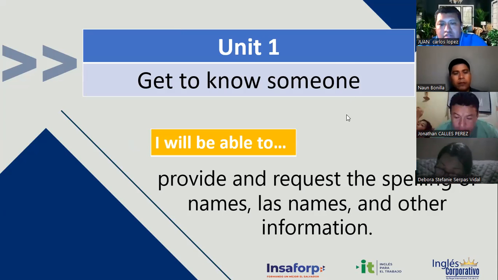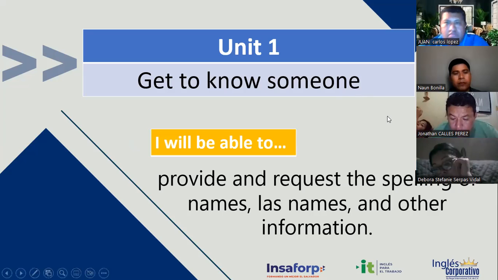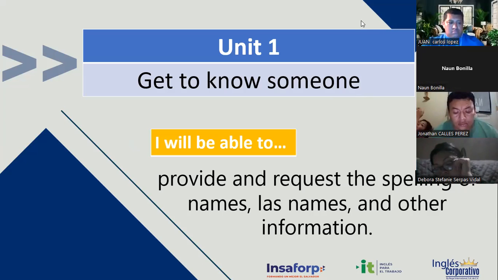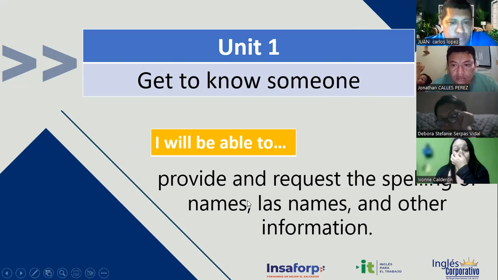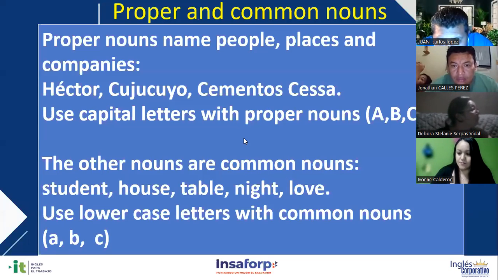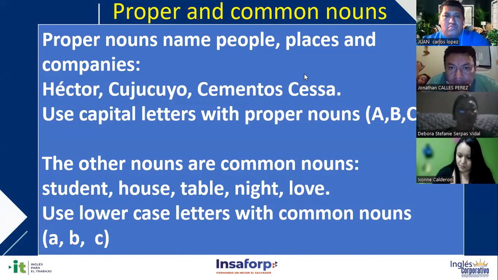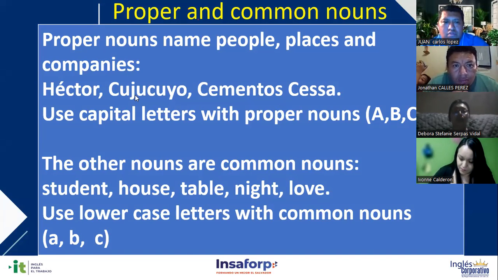Now let's continue, please. So again, we're going to provide and request the spelling of names, last names, and other information, right? Let's start with this explanation. Okay, Melba is listening from work. Good. Now, here we have this information. Look, proper nouns name people, places, and companies. So we're going to learn about this.